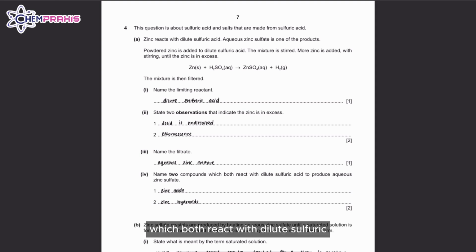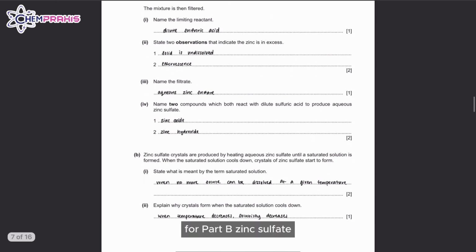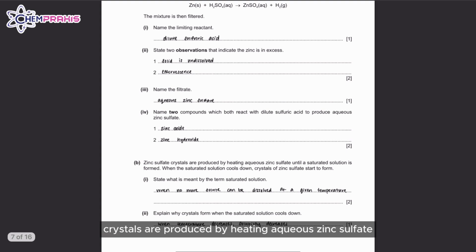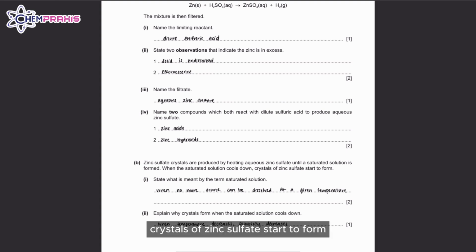Name 2 compounds which both react with dilute sulfuric acid to produce aqueous zinc sulfate. The 2 compounds which react with dilute sulfuric acid to produce aqueous zinc sulfate would be zinc oxide and zinc hydroxide. For part B, zinc sulfate crystals are produced by heating aqueous zinc sulfate until a saturated solution is formed. When the saturated solution cools down, crystals of zinc sulfate start to form.